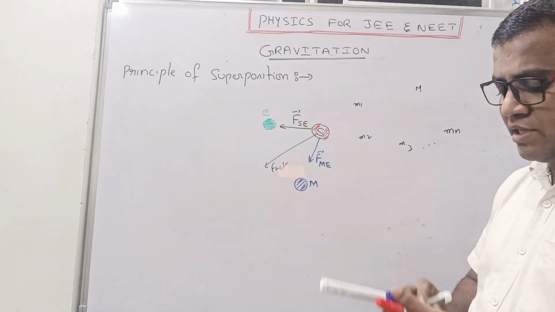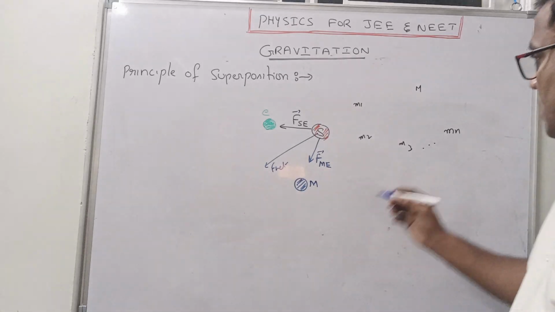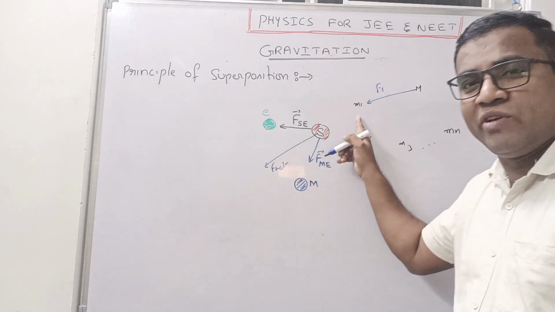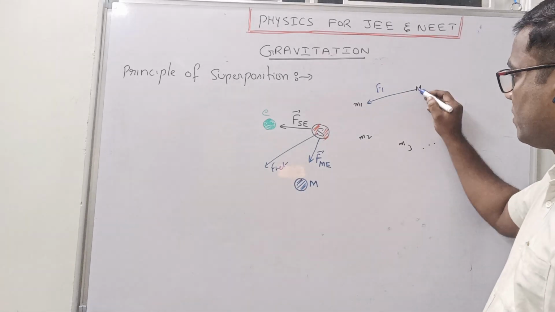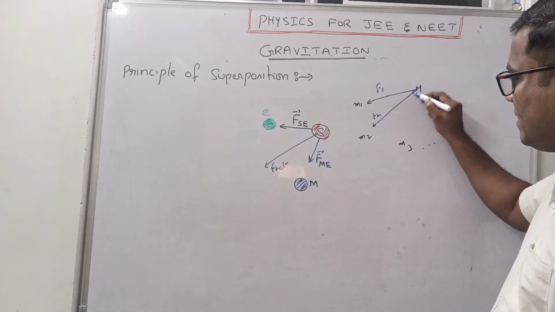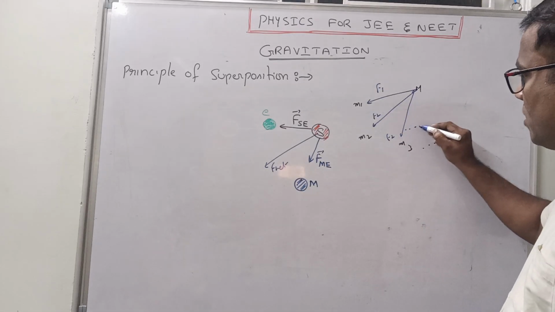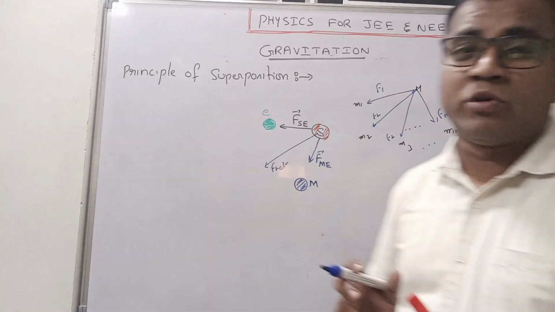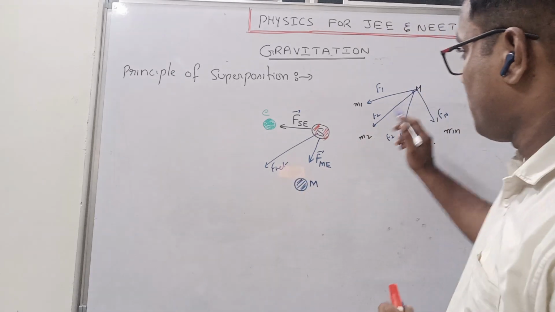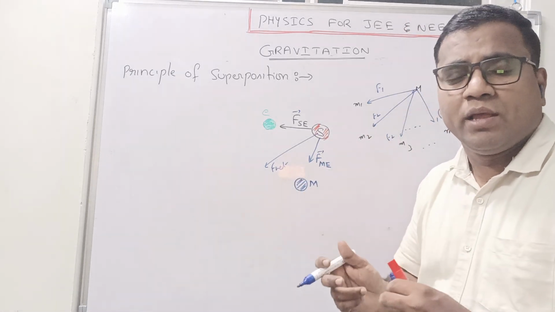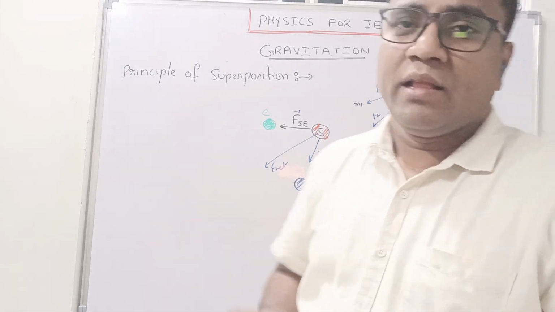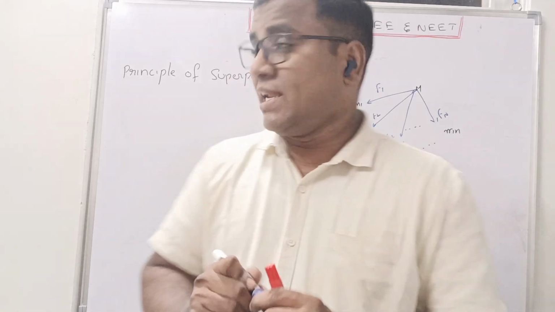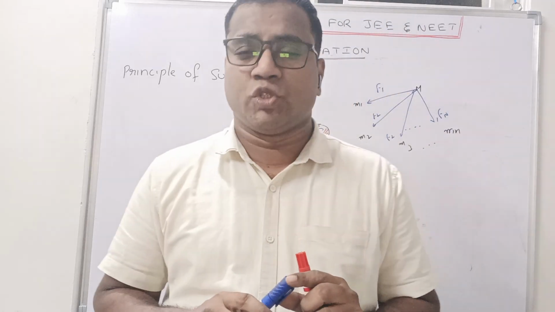In this situation the forces will be in these directions. I will write this as F1, because m1 is there, then F2, F3, and so on, up to Fn. So n number of forces are acting on the mass capital M. If you want to find the total force, we have to apply vector addition. That is nothing but the principle of superposition.